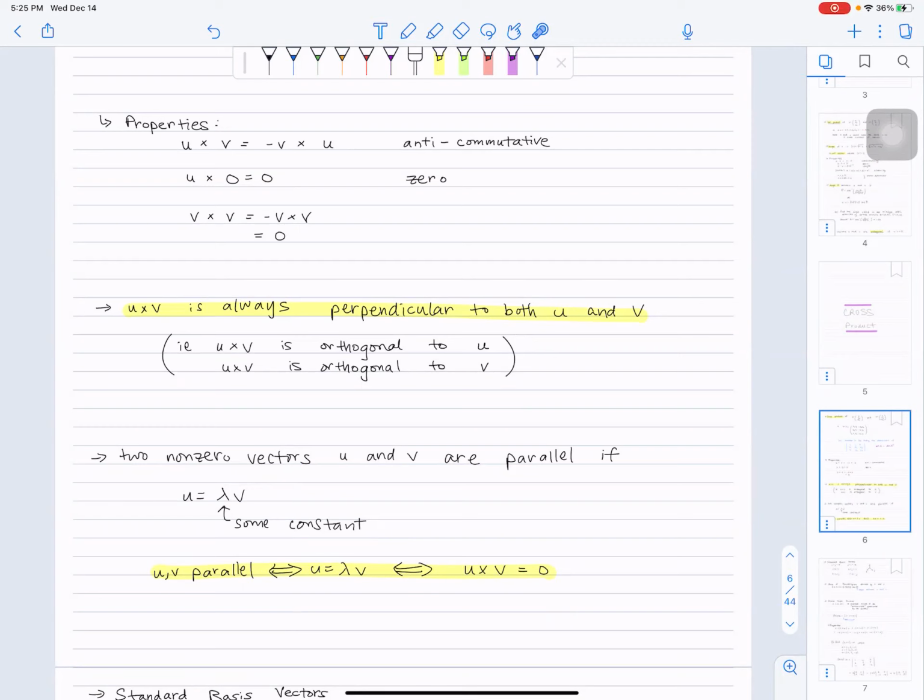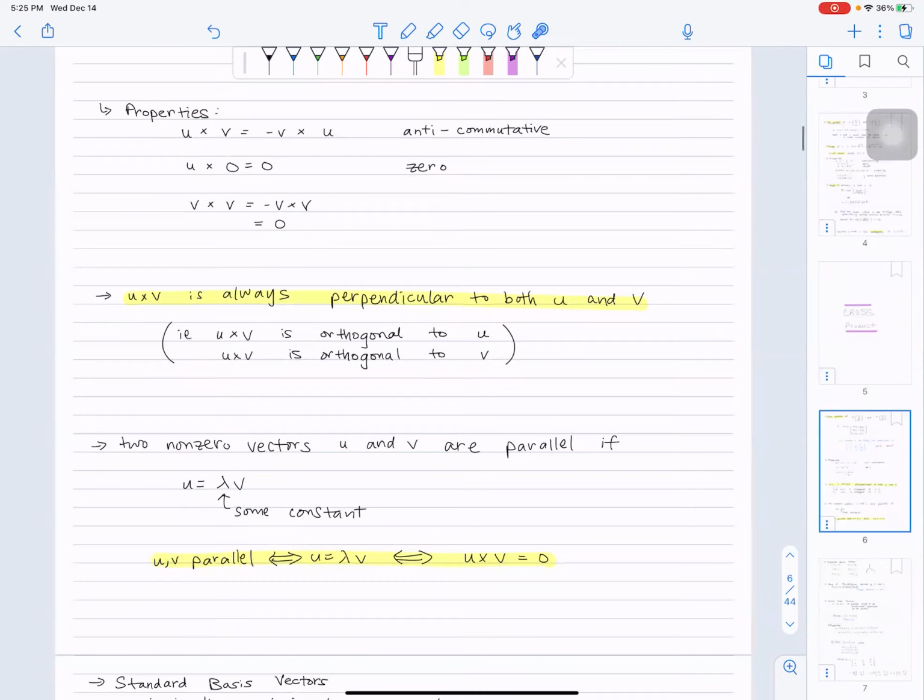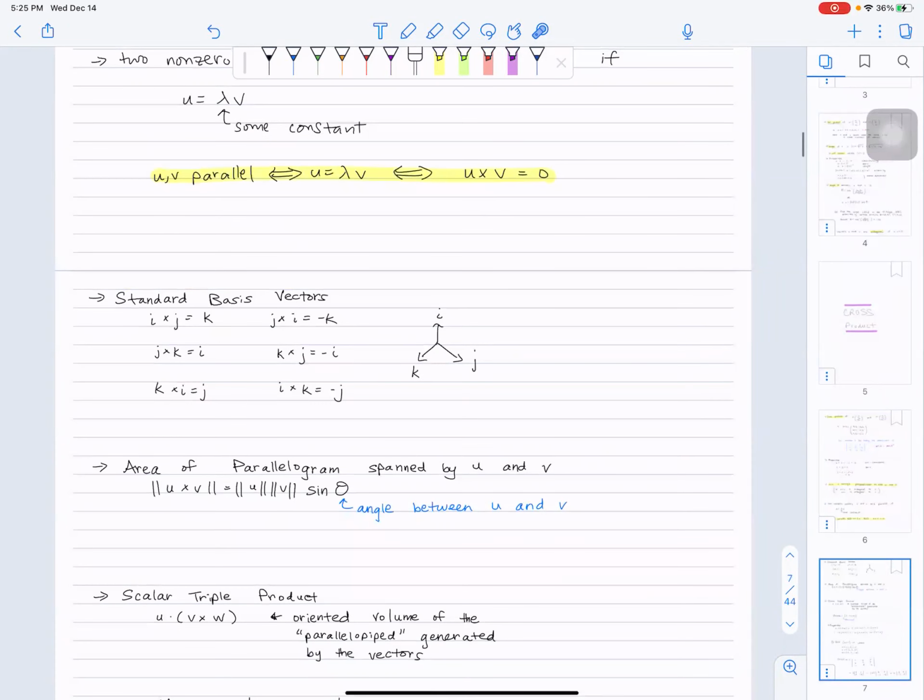Now we also have the standard basis vectors. Those are i, j, k. How you remember the order is you just draw a triangle type of thing. So if you do i cross j, you get k. If you do j cross k, you get i, and you keep going in a clockwise rotation. If you go counterclockwise, a negative sign comes out.